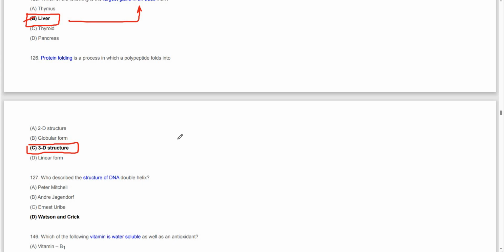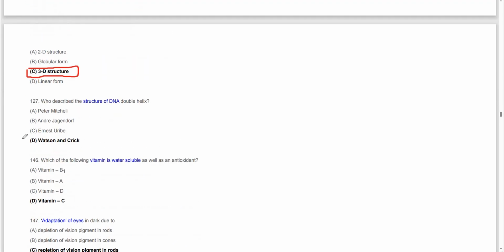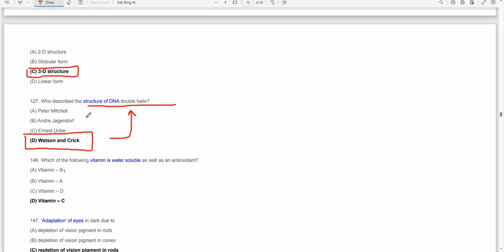Moving on to the next question, who described the double helix structure of DNA? Watson and Crick discovered the double helix structure of the DNA.